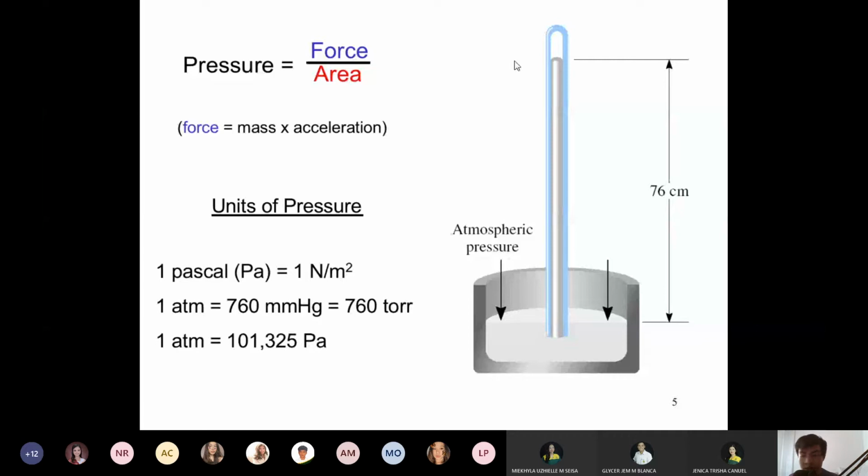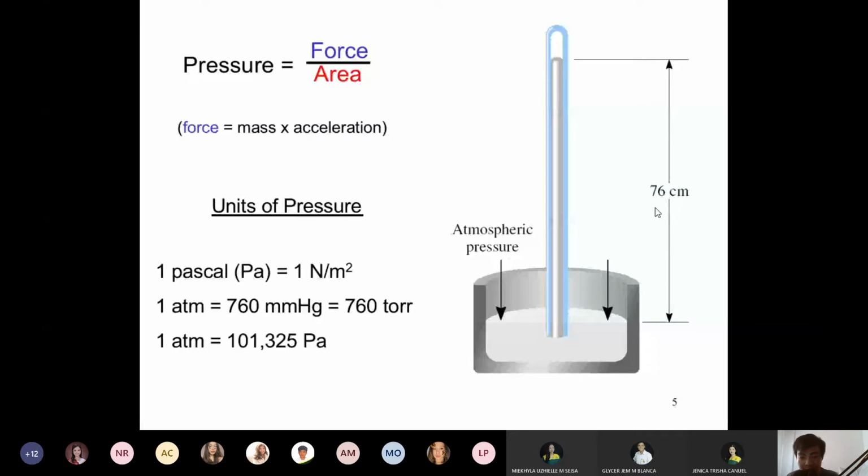That's true for all stuff here on earth, no. The air around us exerts pressure on mercury. So itutulak niya yung mercury, and since tinutulak siya, in order to balance the forces, it will go inside the capillary to a height of 76 centimeters. Almost 1 meter yung tinaas, no.